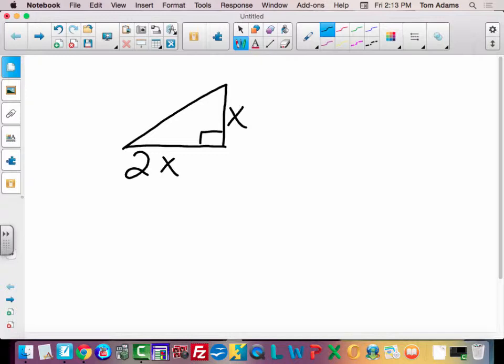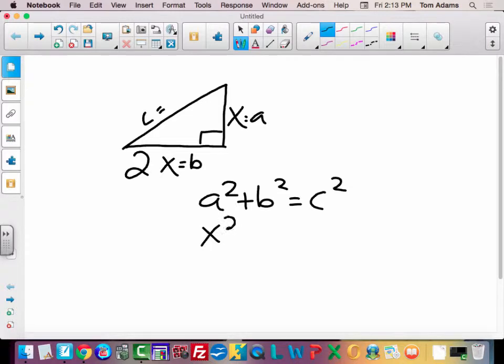So now it says, what is the hypotenuse as a function of the length of the shorter leg? Well, think of it like this. This is A, and this is B, and this is C, which is the hypotenuse. So if I say A squared plus B squared is equal to C squared, I get x squared plus 2x squared is equal to c squared.